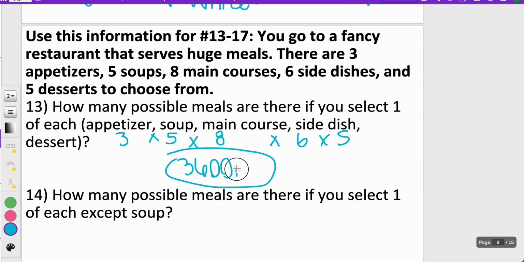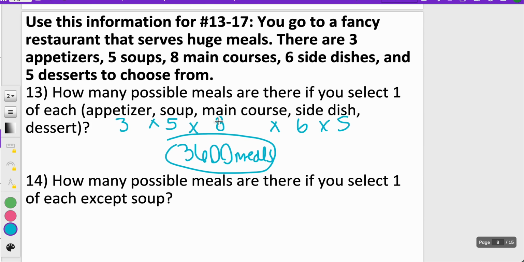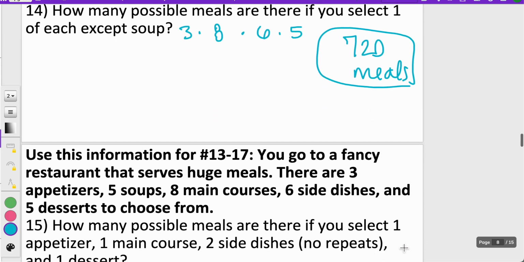Some of you have been to the Cheesecake Factory, and they have way more options than this. So think about all the options you can make at Cheesecake Factory. How many possible meals are there if you select one of each except for soup? So we would probably think about soup being taking out that 5. So 3 appetizers, 8 main courses, 6 side dishes, and 5 desserts. So 3 times 8 times 6 times 5 is only 720 meals to choose from. Okay, so soup gives you some options.